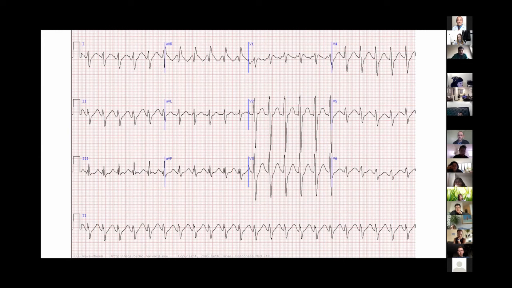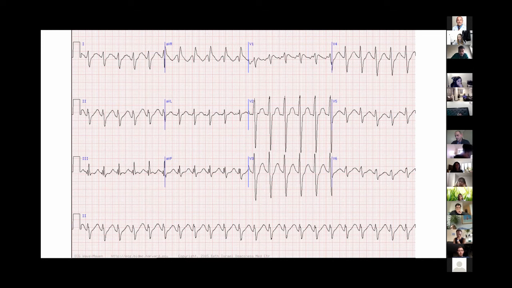I can go. So it's a wide complex tachycardia, looks regular. I'm going to go through the four criteria of Brugada. The first, absence of RS, is not the case here. We do have RS in the precordial leads. Second would be beginning of R to the nadir of S more than 100 milliseconds in any precordial lead, which is also not the case.